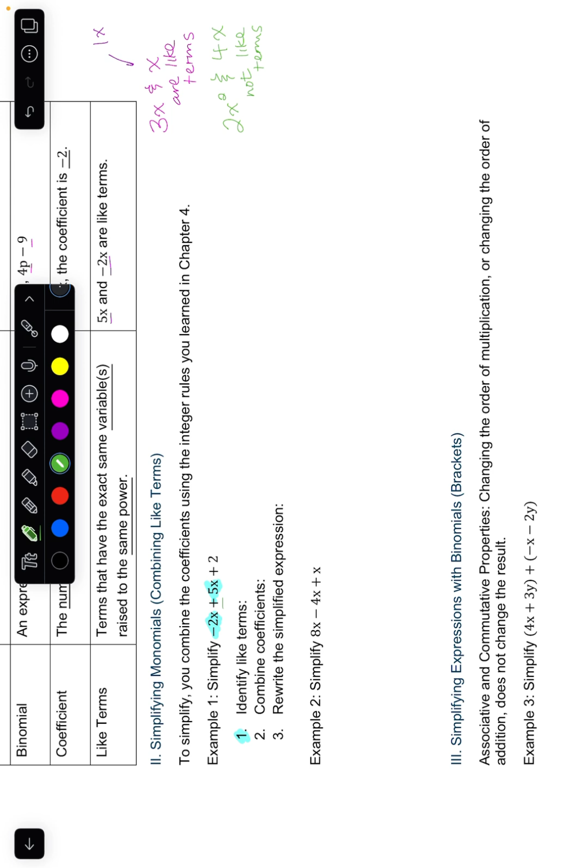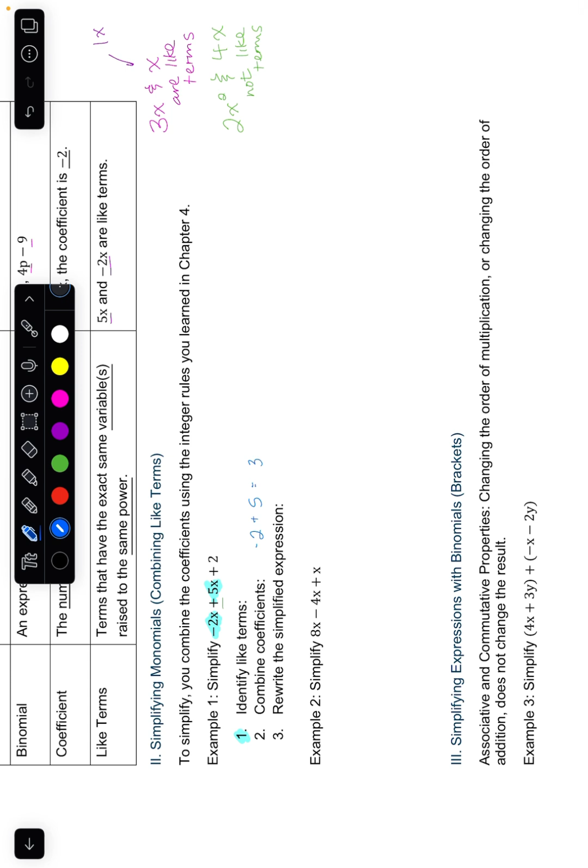So in order to simplify here, we need to add these two together. So negative 2x plus 5x. We would do that by combining the coefficients. So negative 2, we could say negative 2 plus 5 is equal to 3.